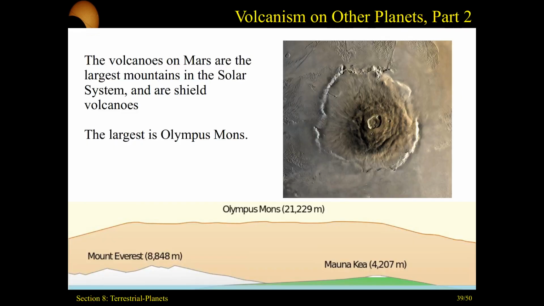Now, Mars happens to have the largest volcanoes in the solar system, and these are a type of shield volcano. The biggest one is Olympus Mons, and here's an orbital picture of it. To put it in perspective, here is Olympus Mons, the giant shield volcano, and here is Mount Everest on Earth as a size comparison. It's about 12,000 meters bigger in size.